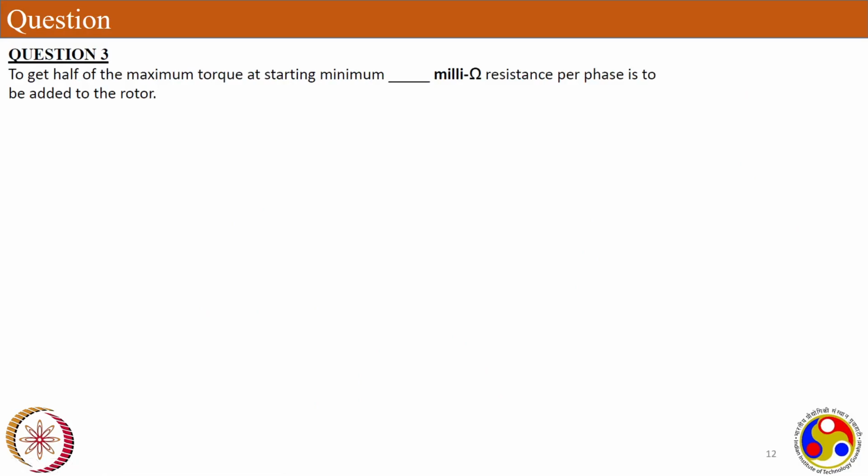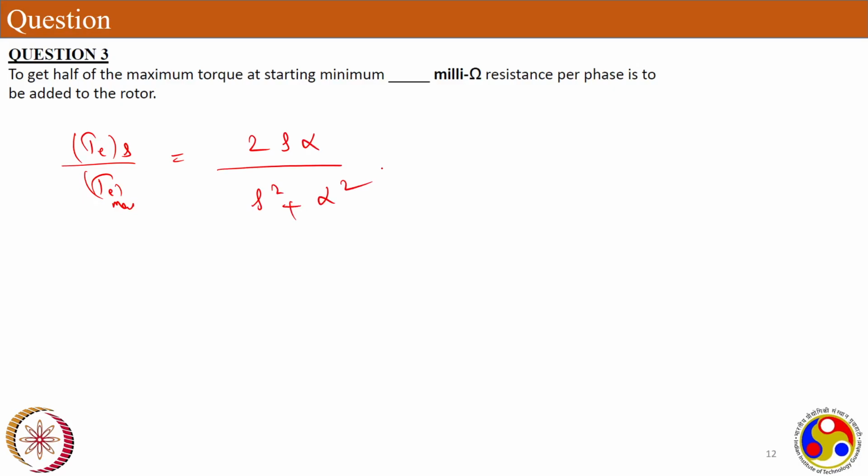To get half of the maximum torque at starting, what is the minimum external resistance per phase to be added to the rotor? This is also a similar kind of problem. Previously they said I need maximum torque at the starting itself. But now they are saying, I don't want maximum torque, but I want only half of the maximum torque at the starting. So what is the resistance to be added? Now TE divided by TE max at some slip S. This relation we discussed: 2 S alpha by S square plus alpha square.